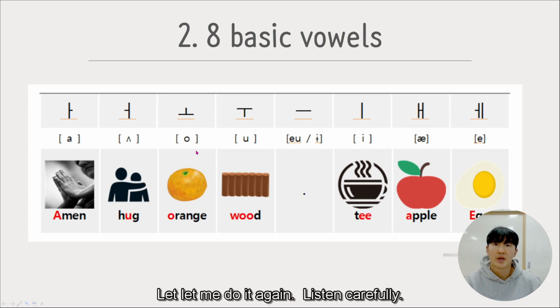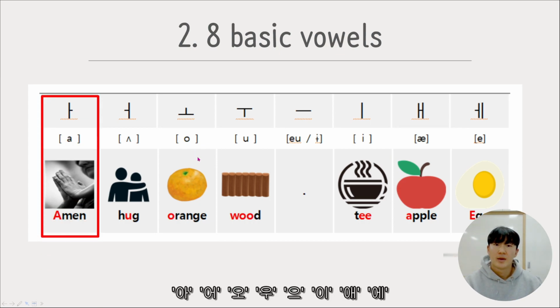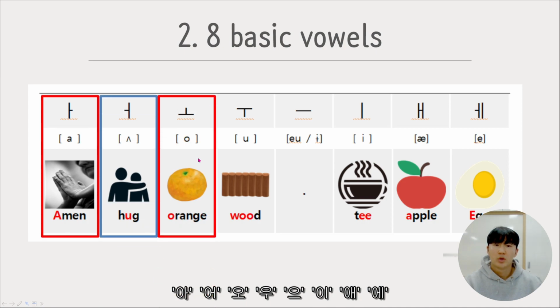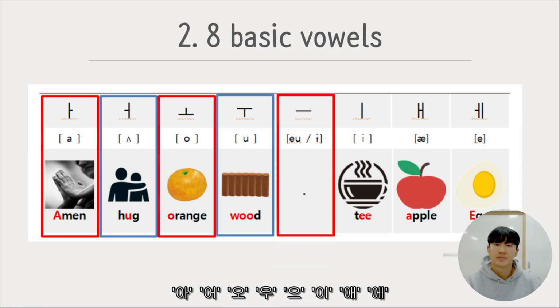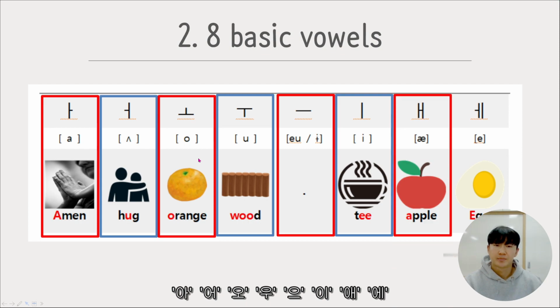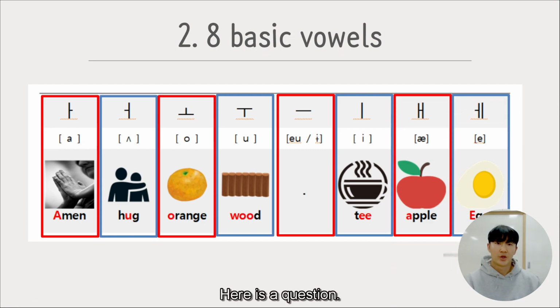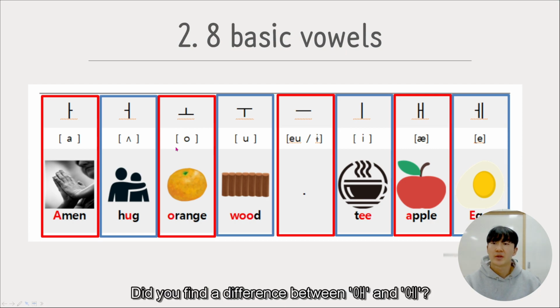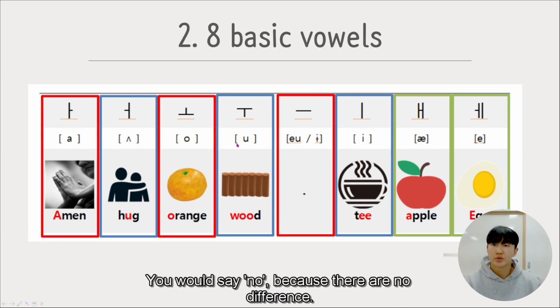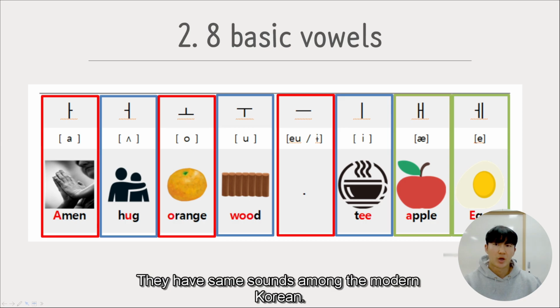Listen carefully. A, o, u, i, e. Here is a question. Did you find a difference between the last two vowels? You say no, because there is no difference. They have the same sounds in modern Korean.